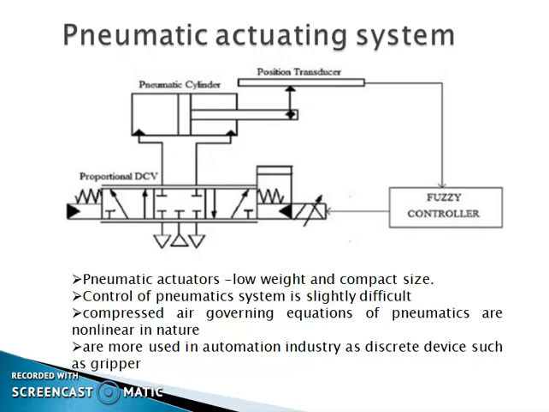This figure shows the pneumatic actuating system. It consists of a pneumatic cylinder and a position transducer which is connected to the piston of the pneumatic cylinder. There is a fuzzy logic controller, and a proportional DCV is shown in the figure.